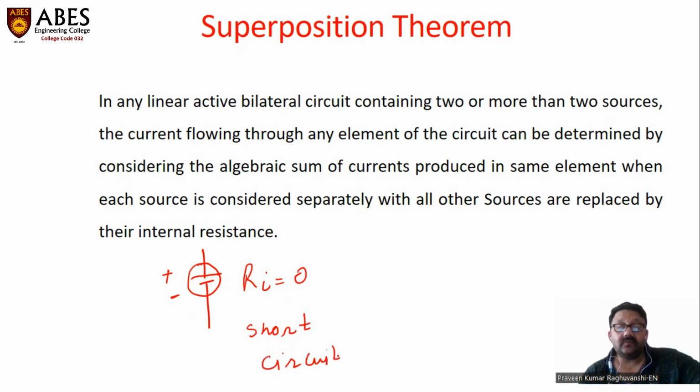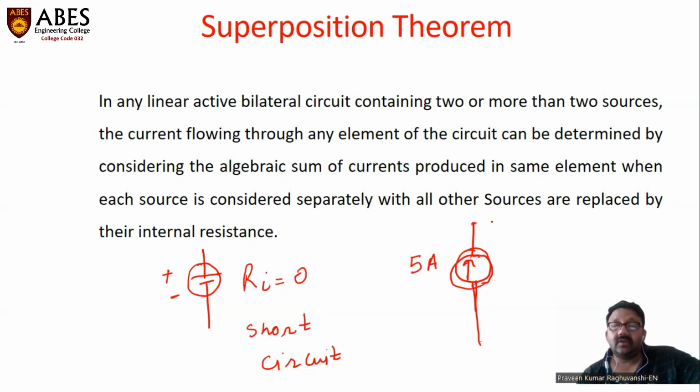The other type of source is the current source. A current source is represented by an arrowhead. This arrowhead points in the direction in which the current is flowing. This is a current source. Say this is of 5 ampere.